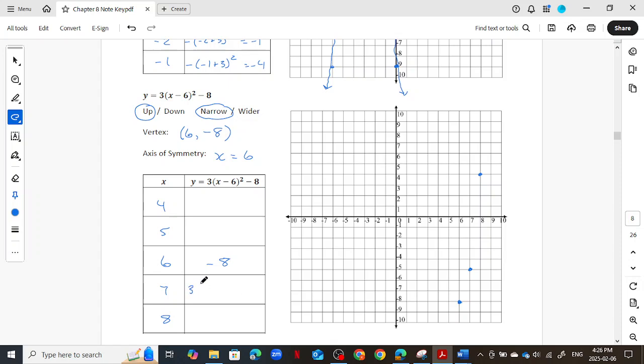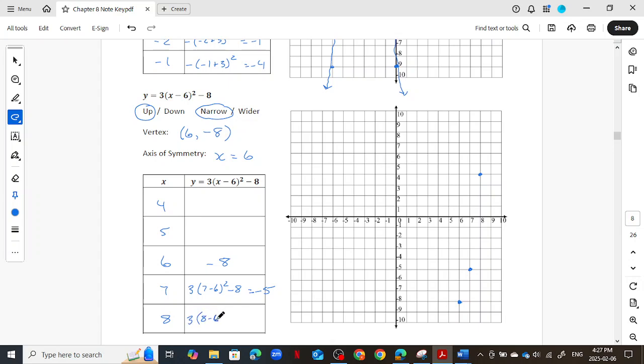This would be 3 times (7 minus 6) all squared minus 8. And you can plug that straight in your calculator or solve it in your head like me because I don't have a calculator. 7 minus 6 is 1. 1 squared is 1. 1 times 3 is 3. 3 minus 8 is negative 5. Do I have that point? 7, negative 5. Yes.